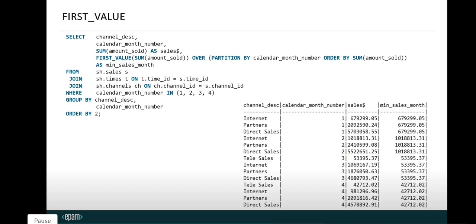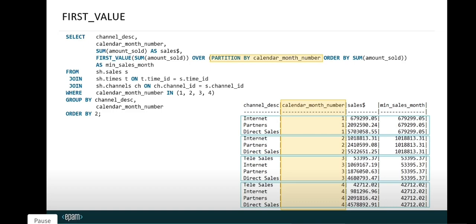Let's consider an example of using the function first value. This query returns a sales report by channels and months. The function first value divides the dataset into partitions by months. We get 4 partitions. Within each partition, the rows are sorted by sales amount in ascending order. The function first value returns a value of minimum sales amount for each row of a partition.